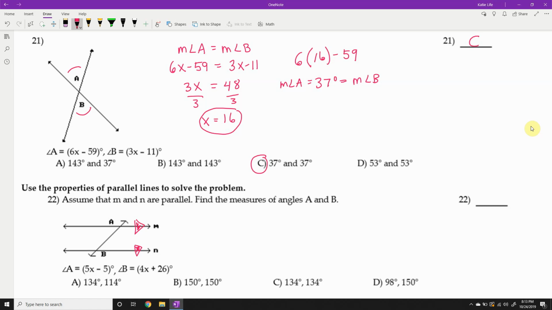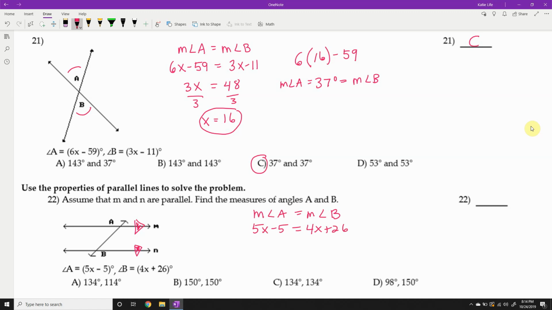Okay, well, A and B are alternate exterior angles. So that means that they are congruent in measure by definition. So the measure of angle A is equal to the measure of angle B because they are alternate exterior angles of parallel lines cut by a transversal. A is defined as 5x minus 5. B is defined as 4x plus 26.